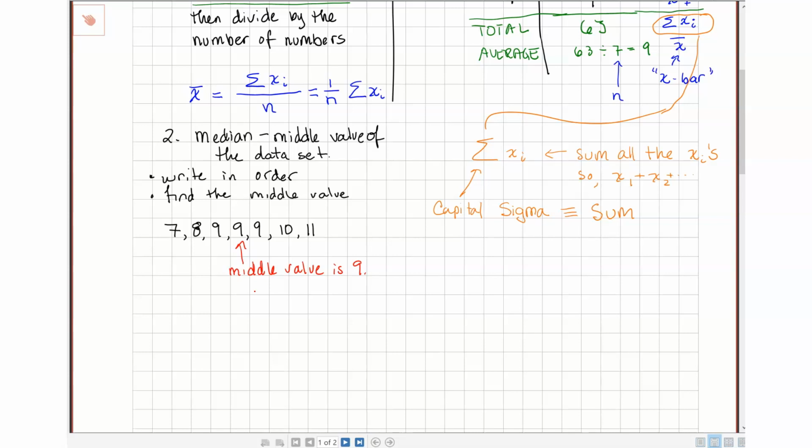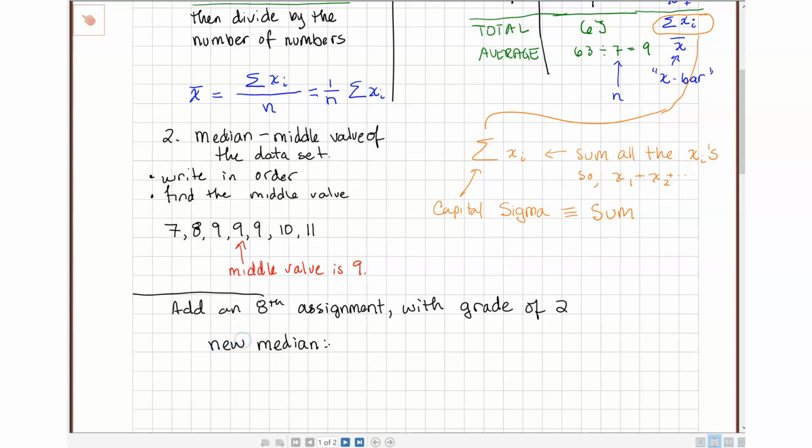So let's update our data set a little bit and see how an additional value might affect the mean and the median. So we're going to add an 8th assignment. And let's say that 8th assignment, this student got a grade of 2. So well below the average grade that they usually get. How does this affect the mean and the median? So the new median, what is that going to be?